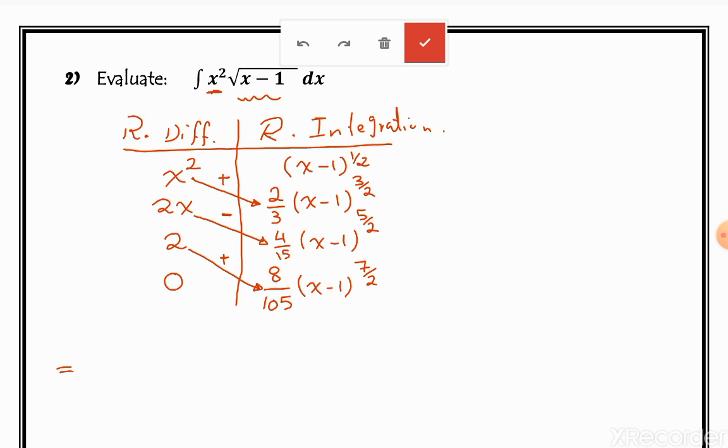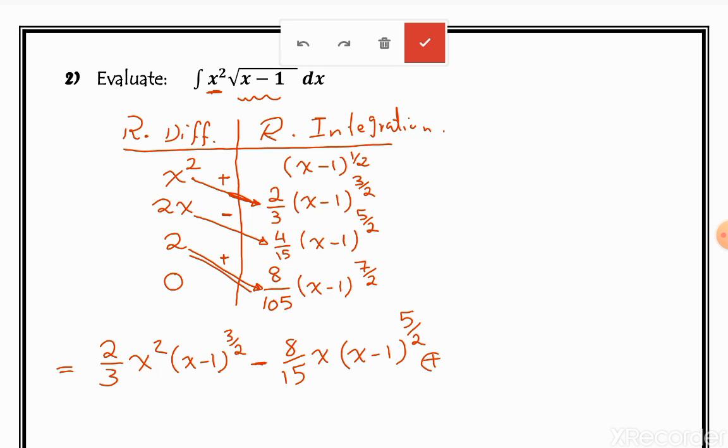Finally, you will write your answer. How to write your answer? It's so easy now. The sign first, positive, and then 2 over 3 x squared, this here, okay, x minus 1 to the power of 3 over 2. Then the sign, which is minus now, minus 2x times 4 over 15, which is 8 over 15 x, x minus 1, this all to the power of 5 over 2, plus the 2, you will multiply.